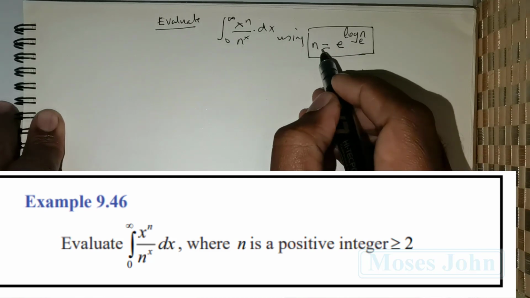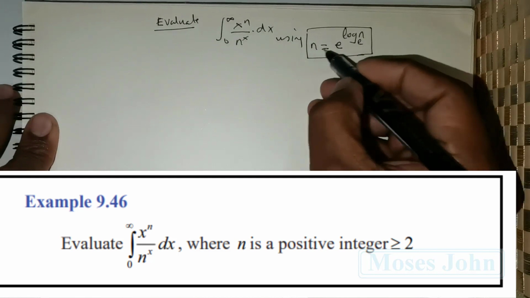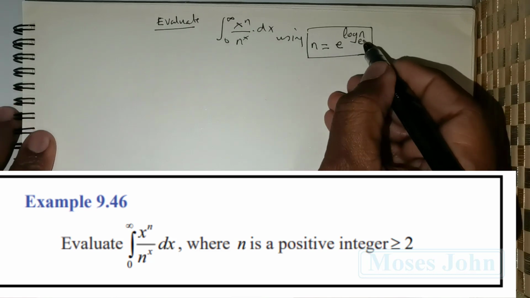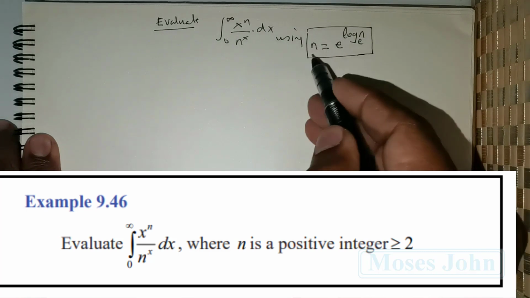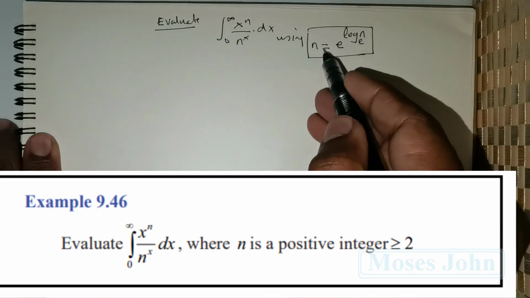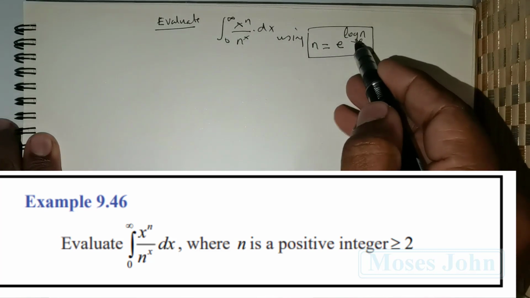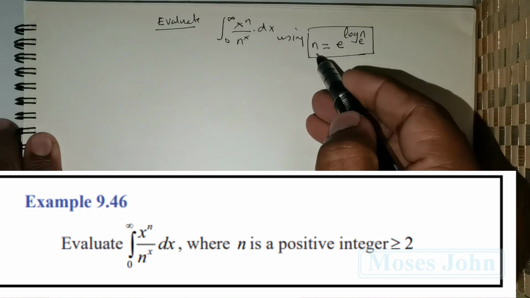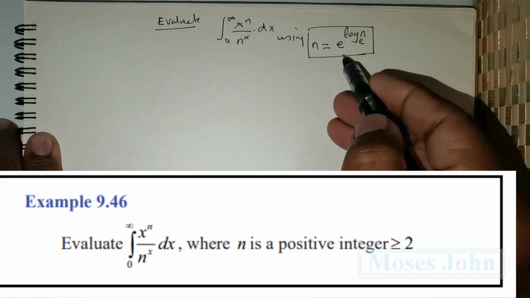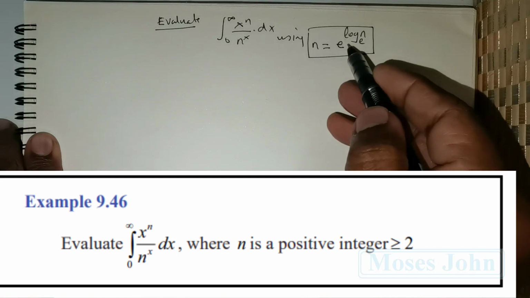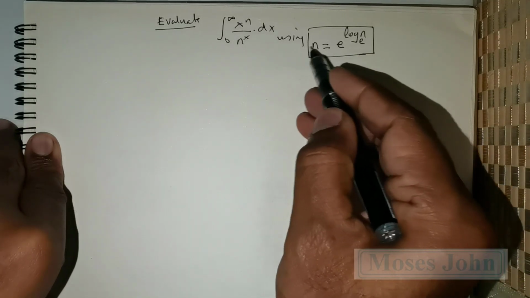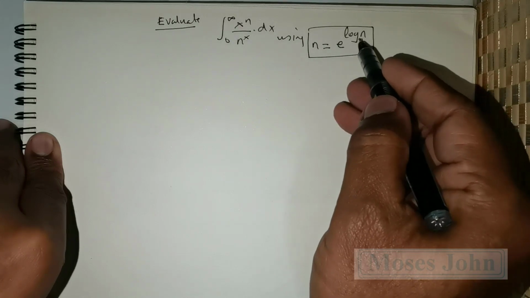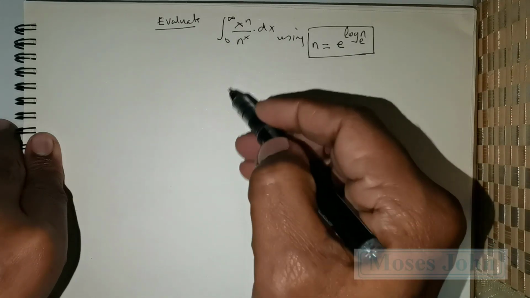So there is no impact of writing n as e raised to the power log n to the base e. By using this, you are not making any changes at all, because e raised to the power log n to the base e is nothing but n. I'm just using the natural logarithmic expansion. So I'm going to substitute n is equal to e raised to the power log n to the base e.